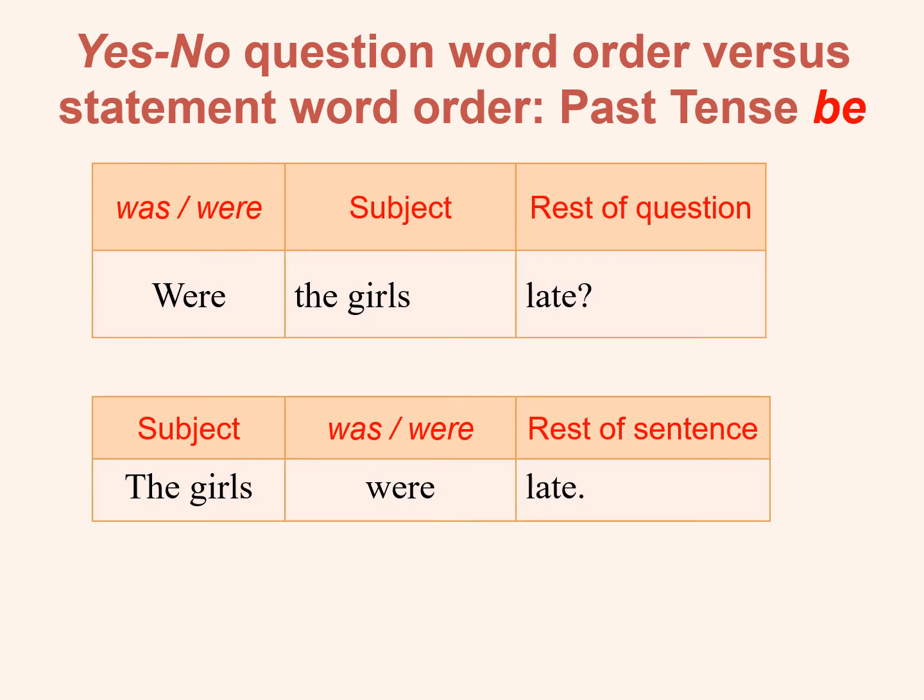On this slide, you can see the contrast between the question, were the girls late? And a sentence that's not a question, the girls were late. Again, in the sentence that is a question, we have was or were before the subject. In the sentence that is not a question, we have the subject and then was or were. And it can be was or were in the affirmative, or it can be the negative, was not or were not. Negative does not affect the word order.